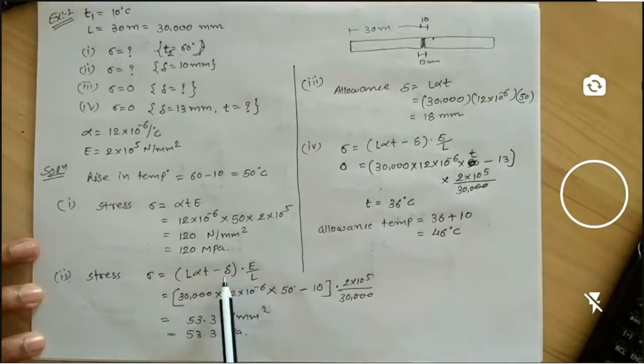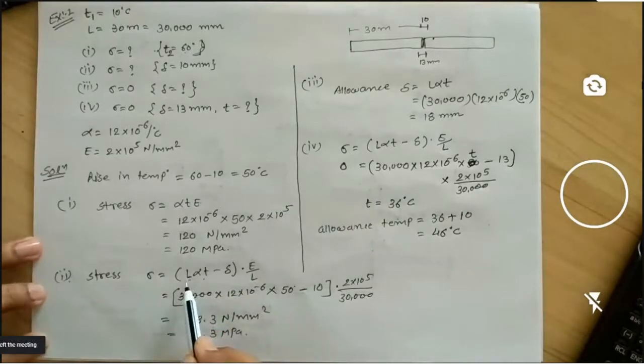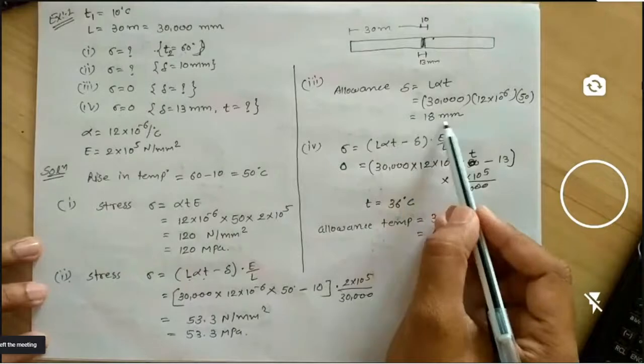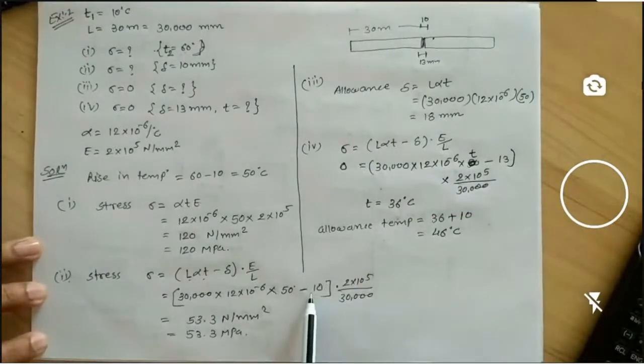Okay. If delta allowance is there, total expansion is L alpha T. But out of this total expansion, we allow some part of that expansion. Suppose due to the temperature change, an 18 mm change is required, but we have provided only a 10 mm gap. So the remaining 8 mm produces the stresses.